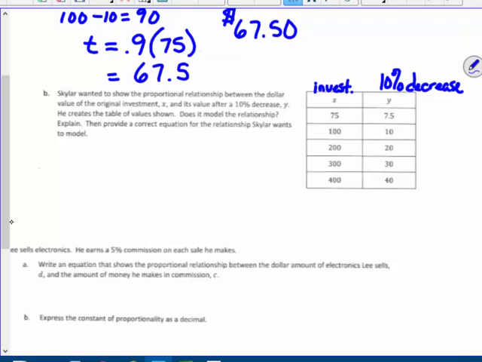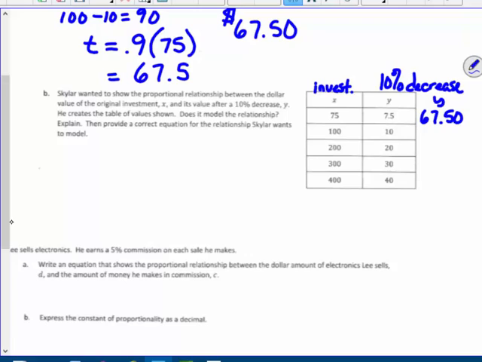He creates this table of values shown. Does it model the relationship? Explain. Then provide a correct equation for the relationship Skylar wants to model. Well, that's kind of telling me it must not be right. So let's look. If I decrease $75 by 10%, I know from part A that I should have $67.50 here for my Y.